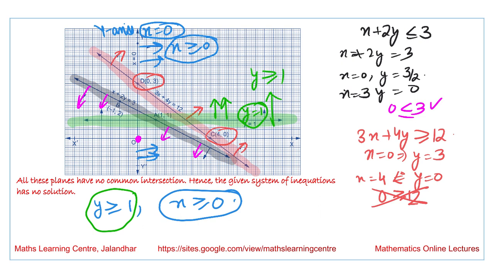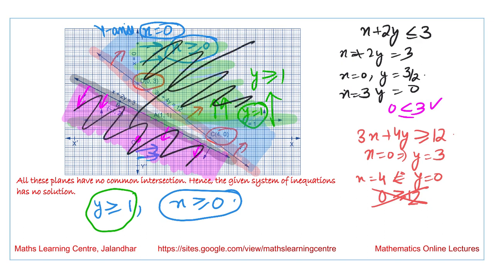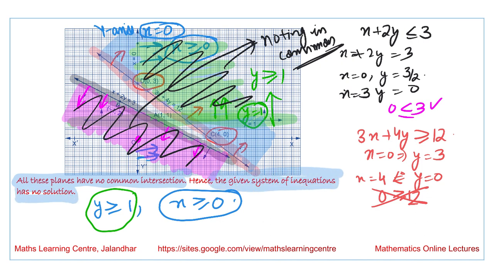Now if we look at these conditions over here, this is the region corresponding to this line, and this is the portion corresponding to the other line, and corresponding to the other 2 conditions, we have this portion. If we look carefully, this portion and this portion do not have anything in common. So all these planes have no common point of intersection. Hence, the given system of inequations has no solution, as there is no common point over here.